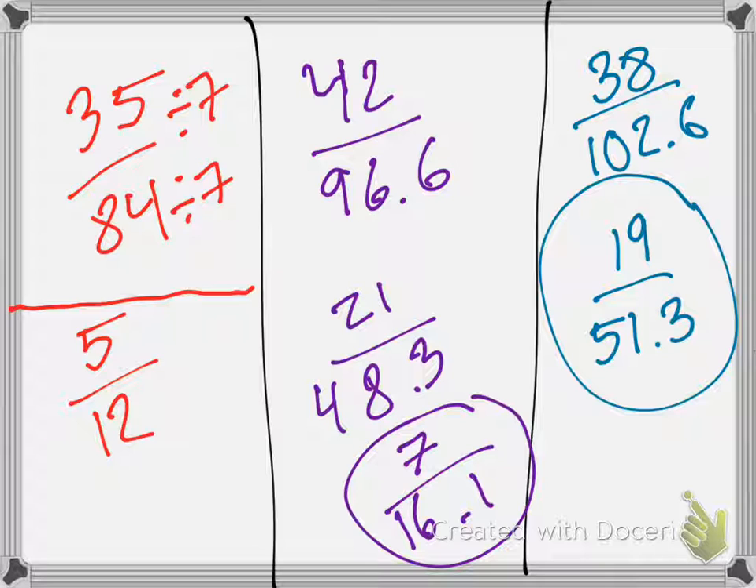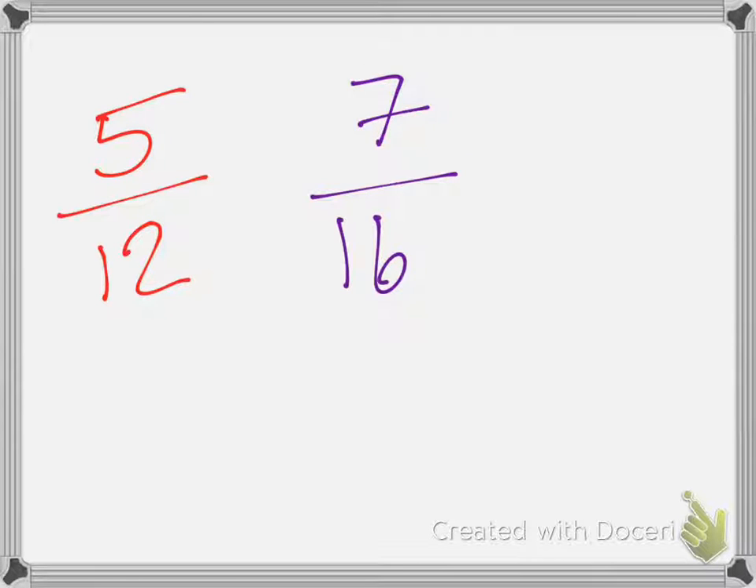Now, these are really difficult to look at because they're all different units, right? Like the bottom is 12, the bottom is 16.1, and the bottom is 51.3. But what we can do is our butterfly math, right? Yes, it works. So let's compare the 5 over 12 to the 7 over 16.1 to the 19 over 51.3.